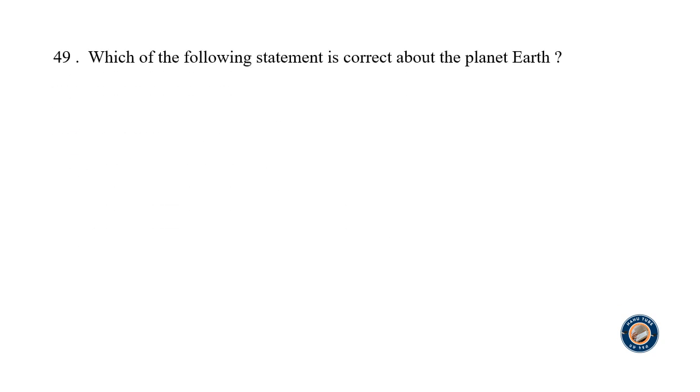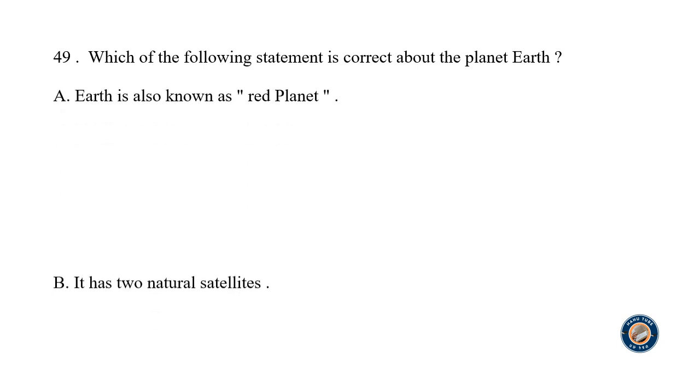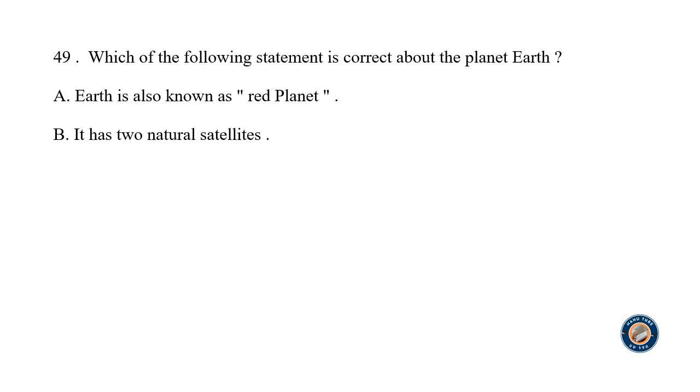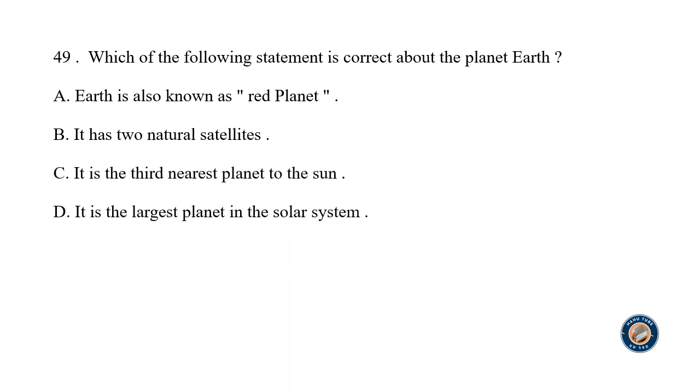Question number 49. Which of the following statement is correct about the planet Earth? A. Earth is also known as red planet. B. It has two natural satellites. C. It is the third nearest planet to the Sun. D. It is the largest planet in the solar system. The answer is it is the third nearest planet to the Sun.